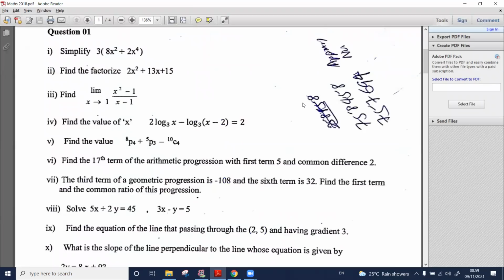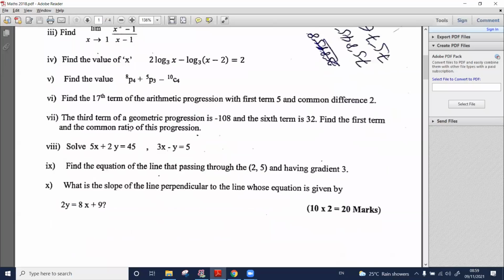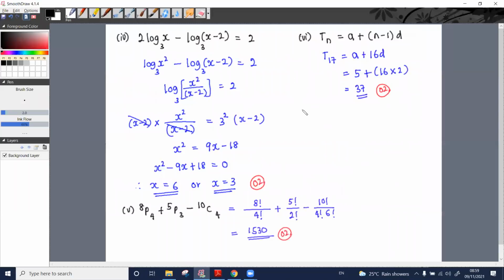Right. Seventh one. That is from geometric progressions. The third term of a geometric progression is minus 108 and the sixth term is 32. Find the first term and common ratio of this progression. Part 7.